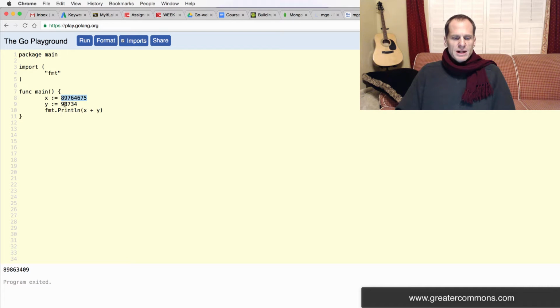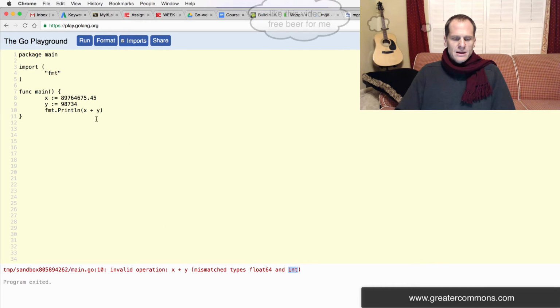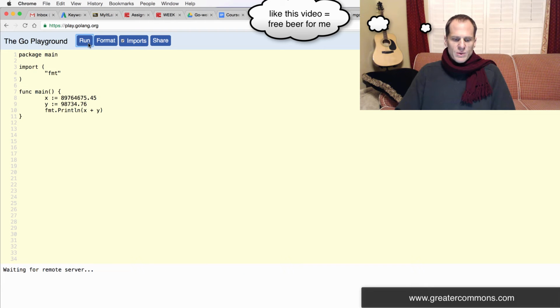The numbers that are being assigned here are integers. They're ints. They're of type int. If you tried to do something like this, that is now a float. The number stored there is a float because it has floating point numbers. And they're two different types. We have a float64 and an int, which are trying to be added together. So if these are both float64s, we could add them.